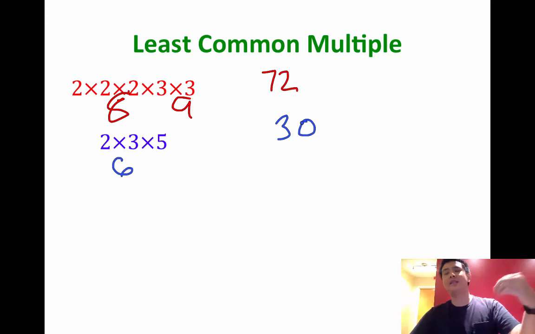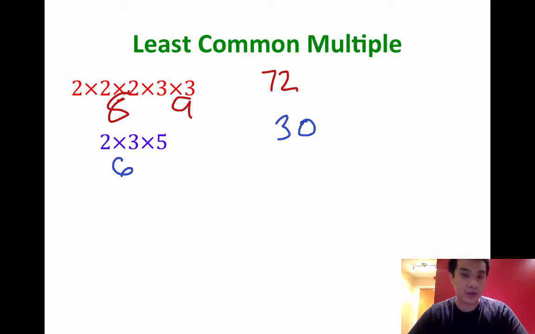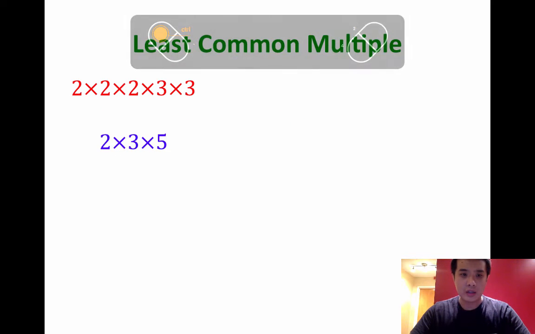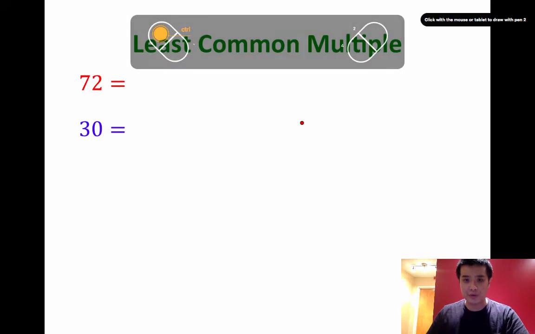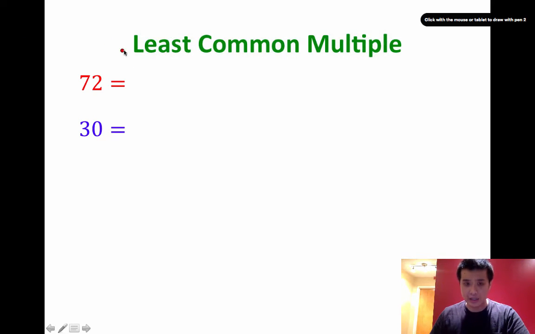Now, if we were to add 72 over and over again until we found a least common multiple with 30, that would take us a while. A faster way of doing this is to use the prime factorization of each number. We do it very similarly to the way we find greatest common factors. So we write out the prime factorization of each number.